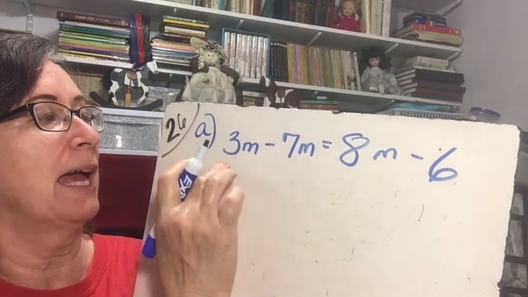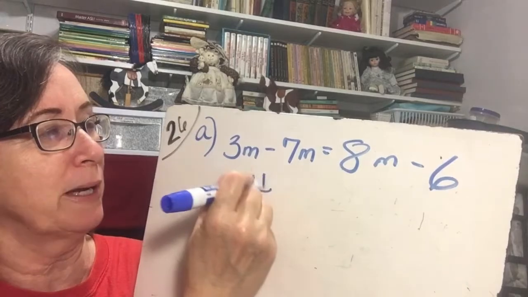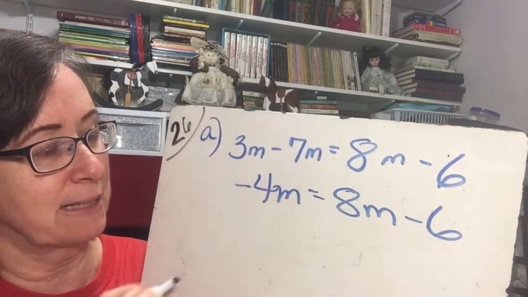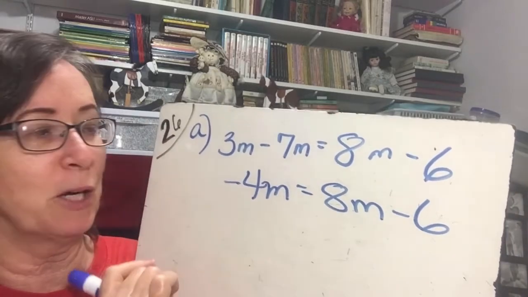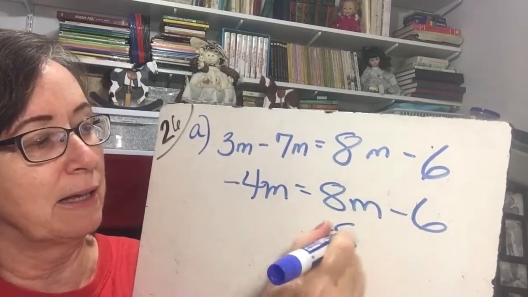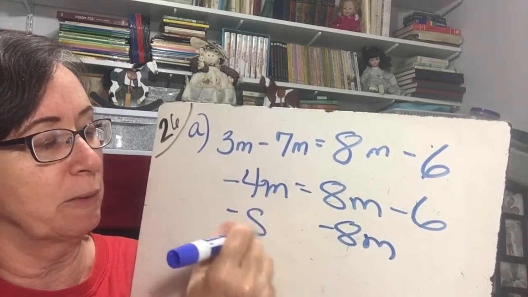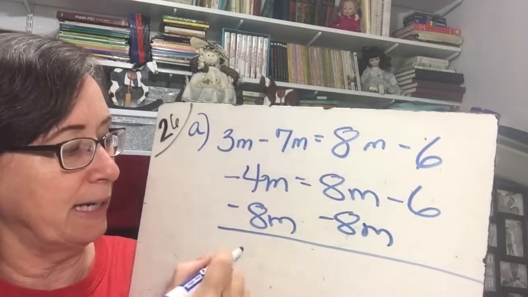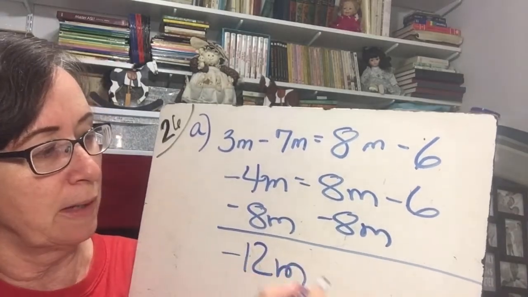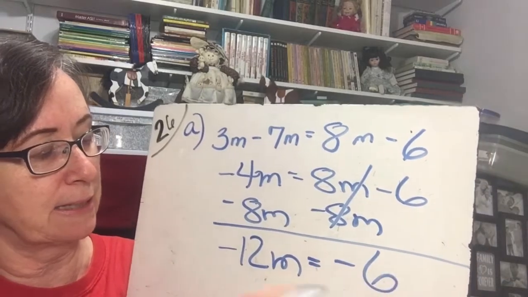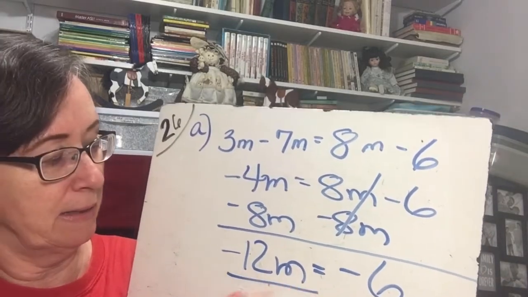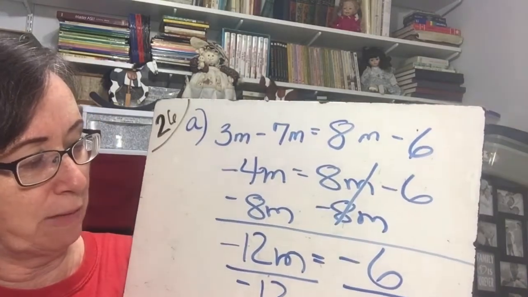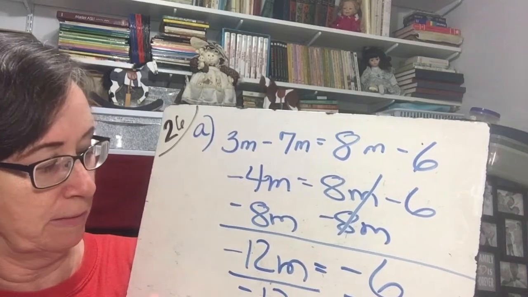So we're going to say 3m minus 7m is negative 4m is equal to 8m minus 6. So now I'm just going to move this one over here because I haven't done one like that. Just to show you, it really doesn't matter. Negative 4m minus another 8m is negative 12m equals negative 6. So I want to divide by a negative 12 to get the m by itself. And I get m is equal to 1/2.